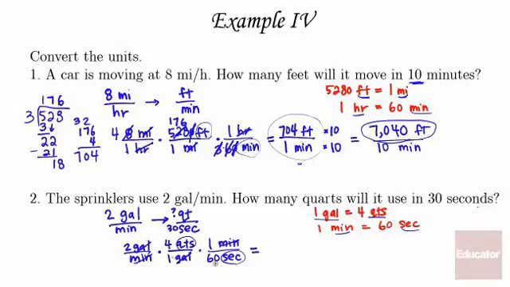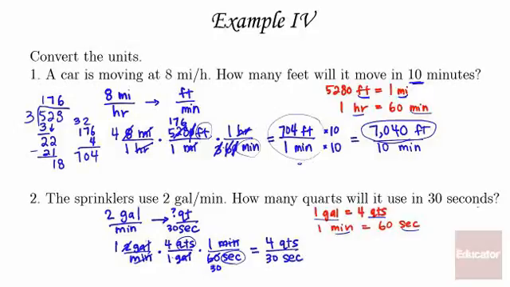If I want, I could cross cancel out this 2 and this 60. 2 goes into 2. This changes to a 1. 2 goes into 60. Cut it in half. That's 30. So you can cross cancel that out again, but then otherwise we can just write it out. 4 quarts over 30 seconds.